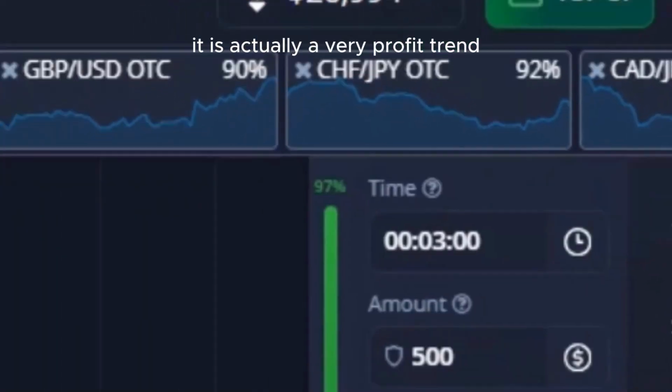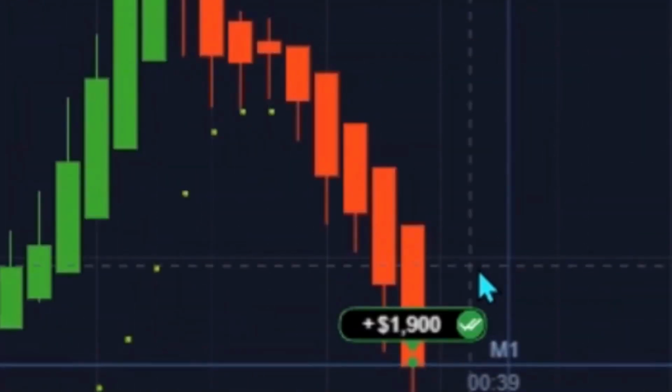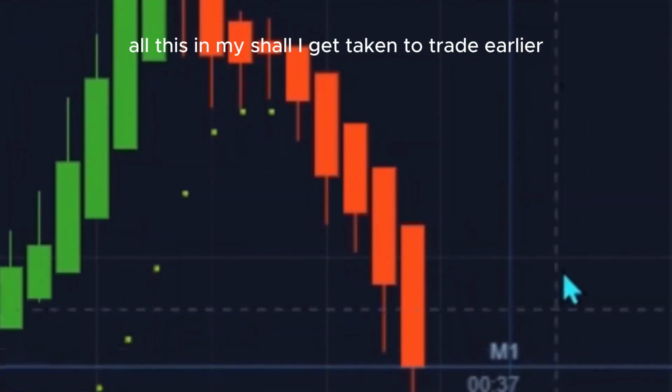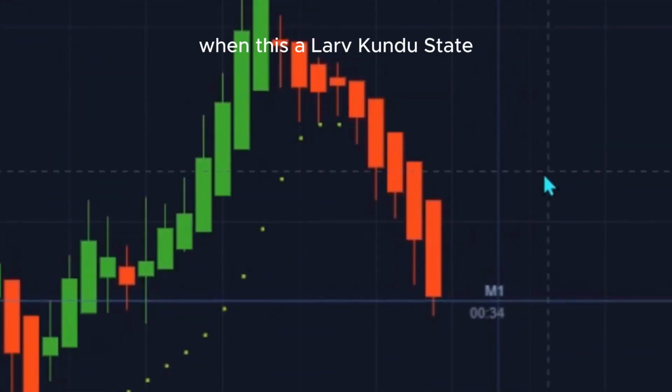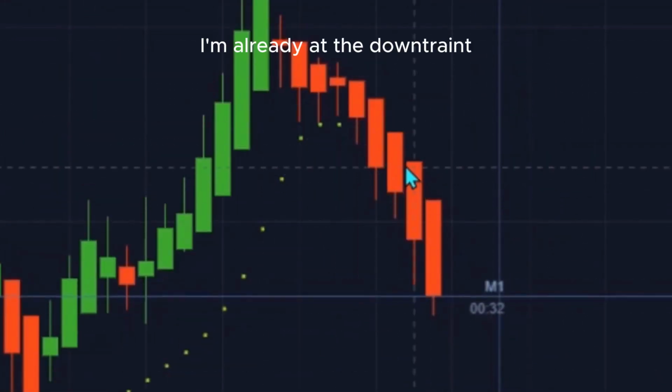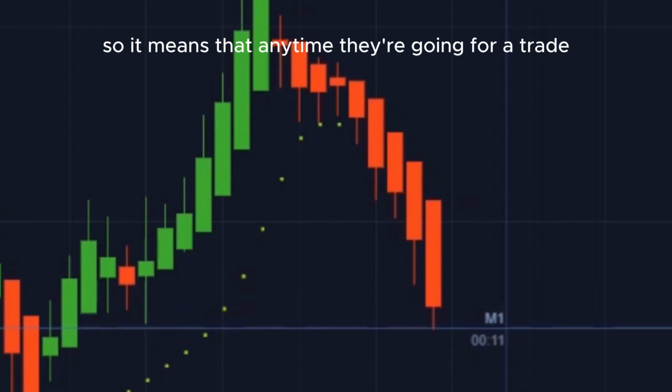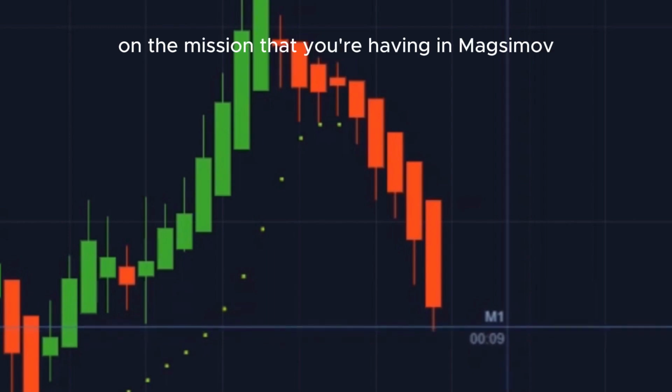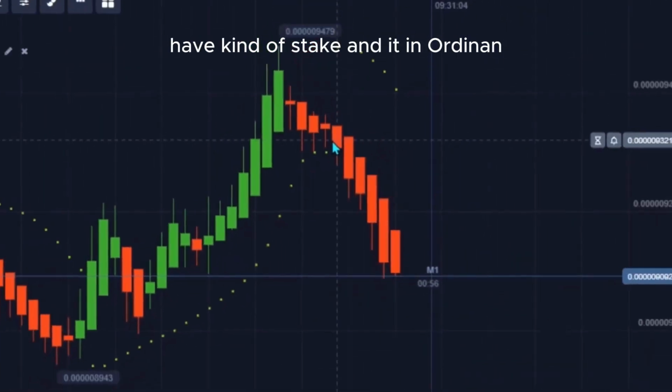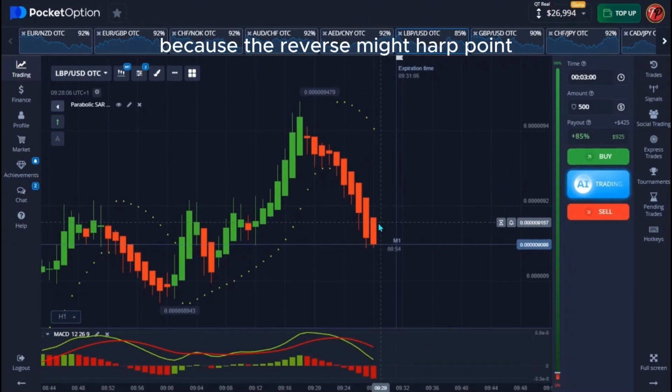As you can see right here, it is actually a very perfect trend. Always make sure that you're taking the trade earlier. I do not enter the trade when there's a lot of candlestick already in the downtrend. So anytime you're going for a trade, only make sure that you're having a maximum of 5 candlestick. Anything other than that, do not enter the trade because the reversal might happen.